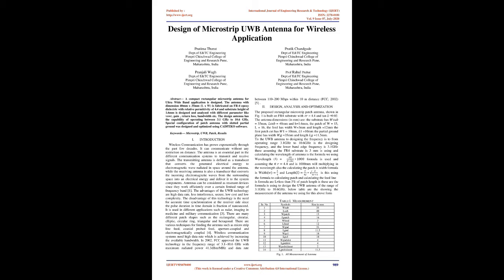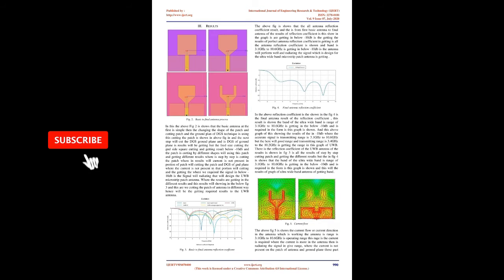There are many different patch shapes such as the rectangular, circular, elliptic, circular ring, triangular and hexagonal. There are various techniques for feeding the antenna such as microstrip line feed, coaxial probe feed, aperture coupled and electromagnetically coupled. Wireless communication systems need high data rate, which is achieved by increasing the available bandwidth. In 2002, the FCC approved the UWB technology in the frequency range of 3.1-10.6 GHz with maximum radiated power of -41.3 dBm/MHz and data rate between 110-200 Mbps within 10 m distance.